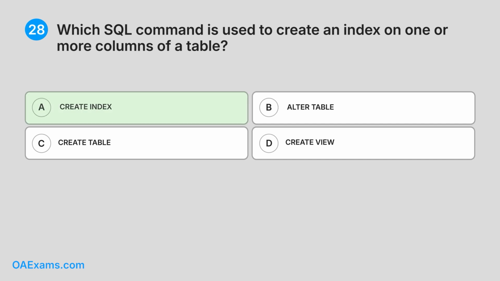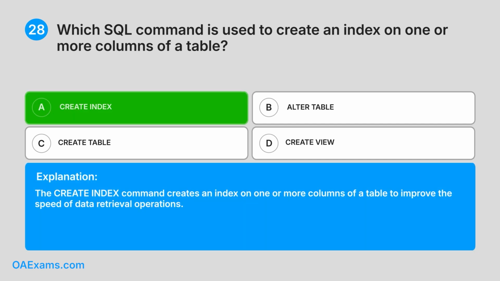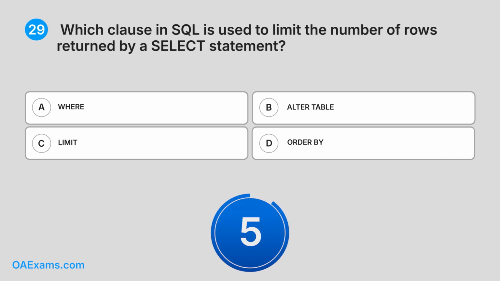Correct answer. A. Create index. Explanation. The create index command creates an index on one or more columns of a table to improve the speed of data retrieval operations. 29. Which clause in SQL is used to limit the number of rows returned by a select statement? A. Where. B. Having. C. Limit. D. Order by. Do you know the answer?